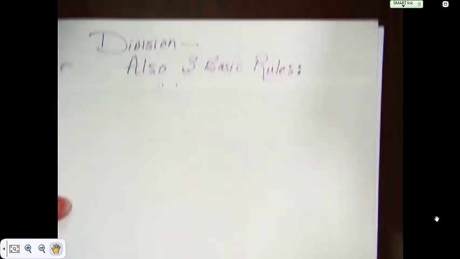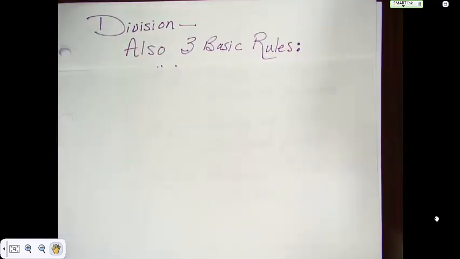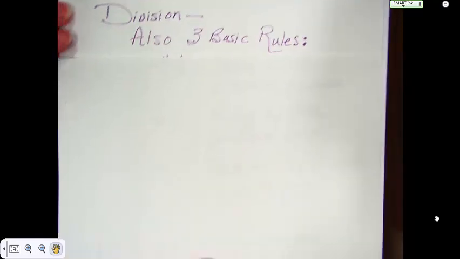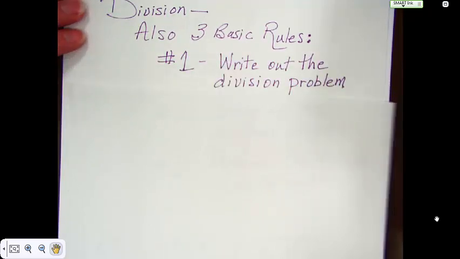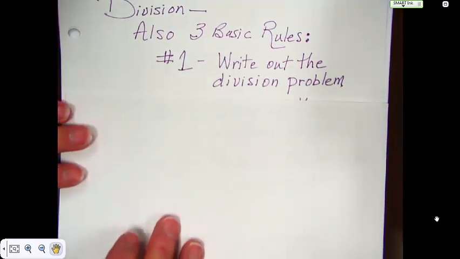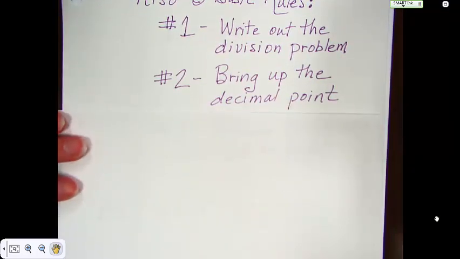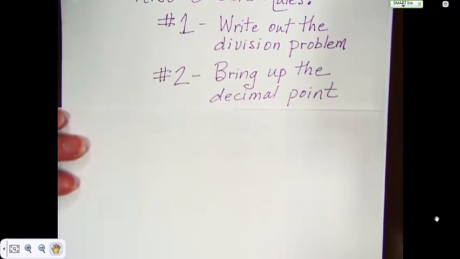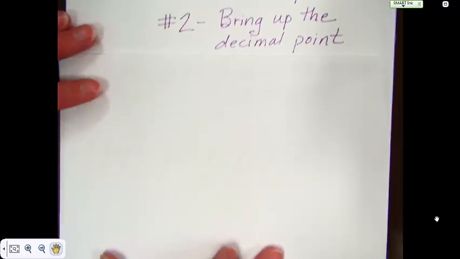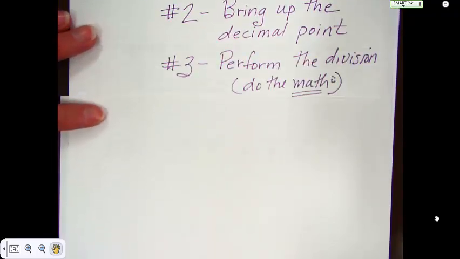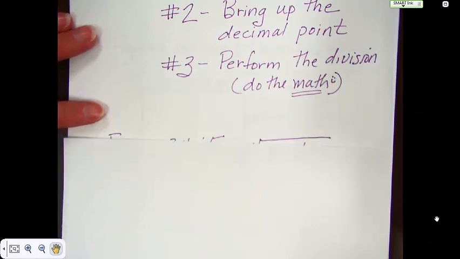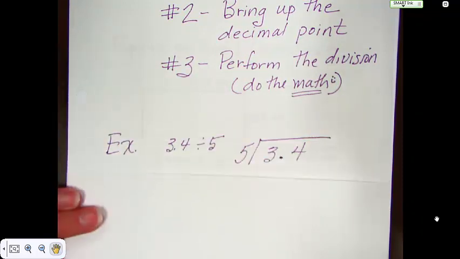Okay, division also has 3 basic rules. Okay, they're a little different even than multiplication. 1, you got to write out the division problem. Secondly, you have to bring up the decimal point so that you don't lose it somehow in the midst of everything. And thirdly, perform the division or do the math. Okay? So, here is our first problem that we're going to look at.